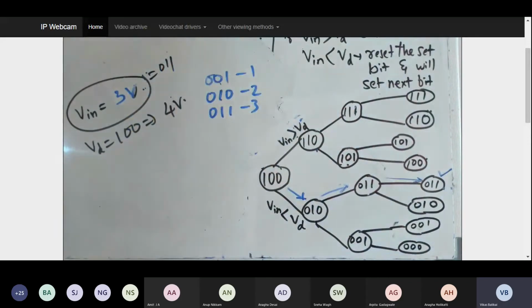So this is how the successive approximation register, or successive approximation based A to D converter, basically works. I'll just show you how exactly the figure has been given in the textbook. Let me try to show you that.